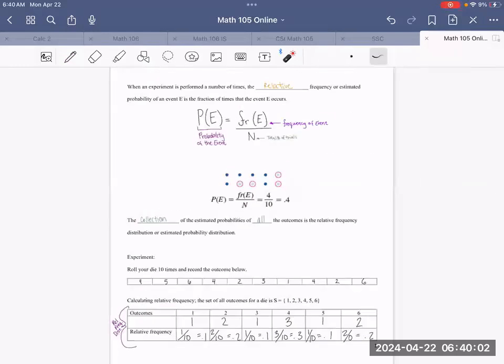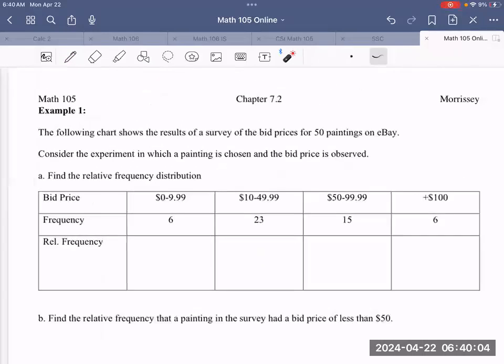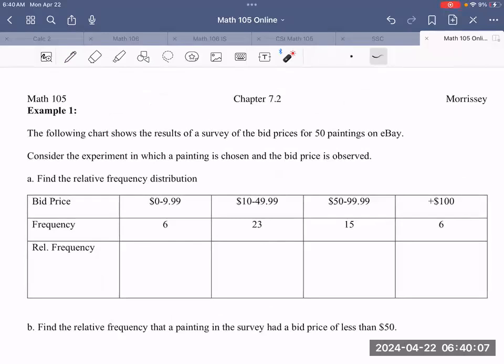So let's have you try it one more time. Pause the video, see if you can do example 1. It says the following chart shows the results of a survey of bid prices for 50 paintings on eBay. Consider the experiment in which a painting is chosen with a bid price and is observed. Find the relative frequency distribution. So 0 to 9.99. This bid price had 6 occur. Within this price, it had 23, and so forth as it's coming out.